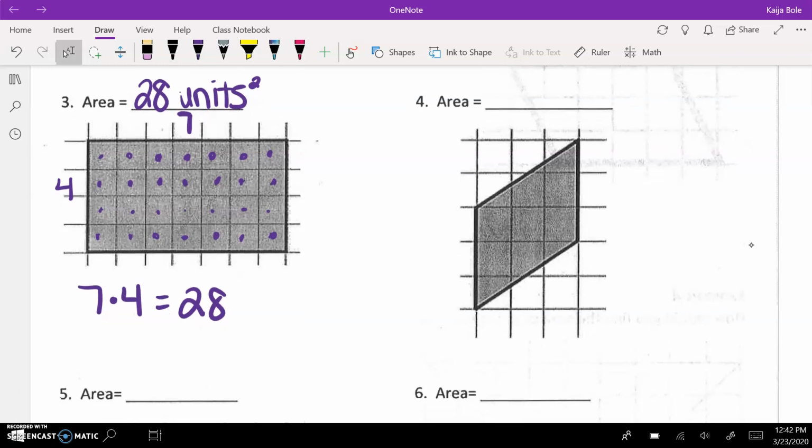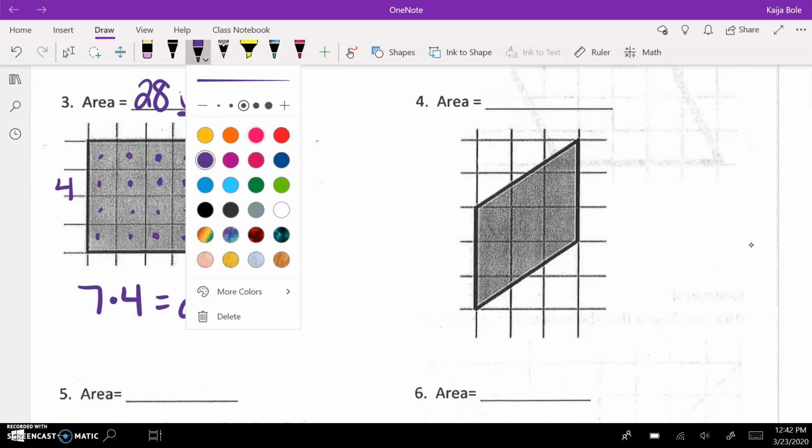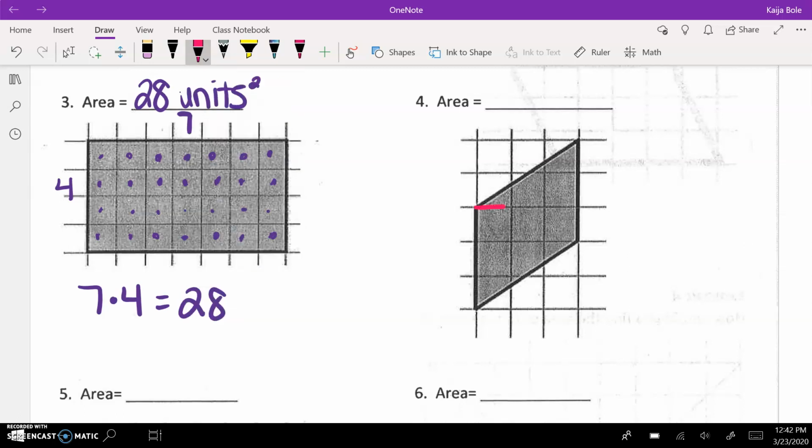All right, now off to the side here, number 4. This is kind of like that trapezoid from the other side, but this is technically a parallelogram. I've got to box it twice. So I'm going to have to box my top triangle off. So there's one part. And then I'm also going to have to box off my bottom triangle. So that's my second part.